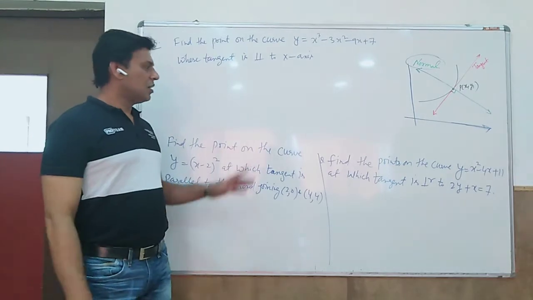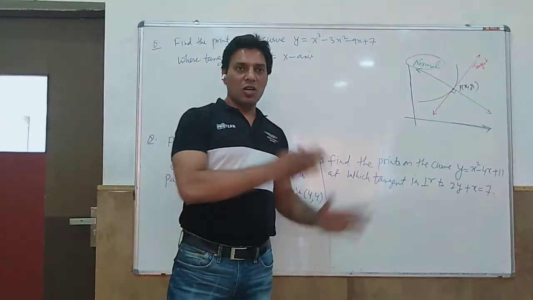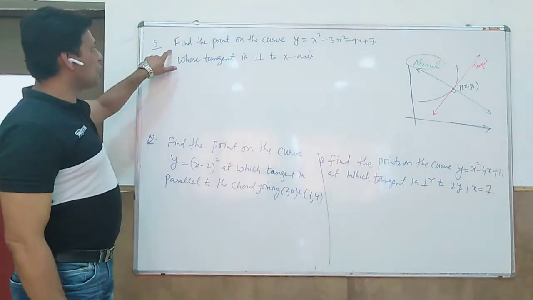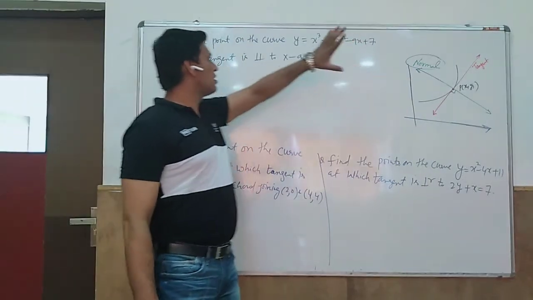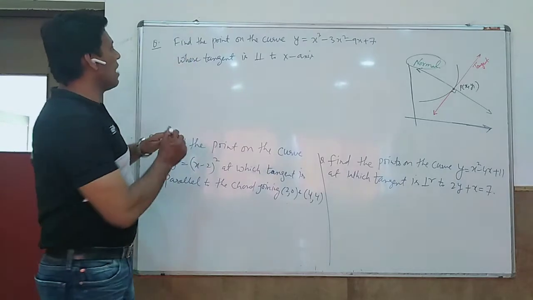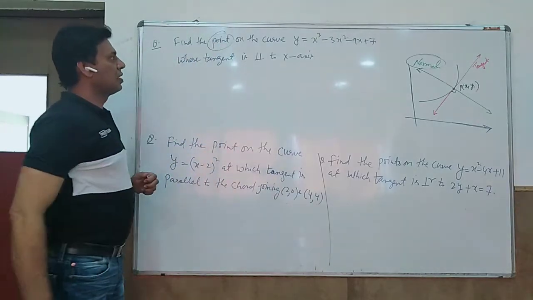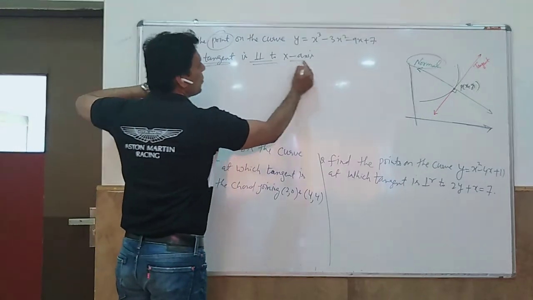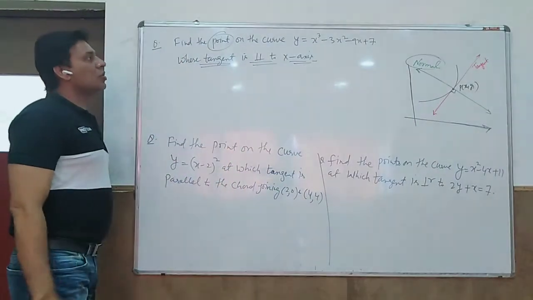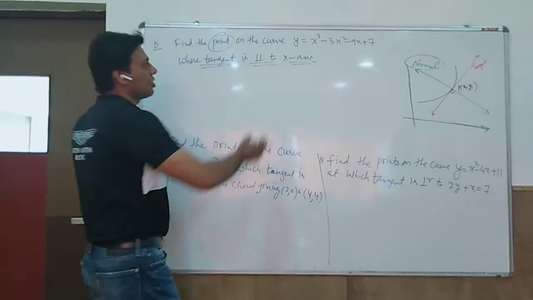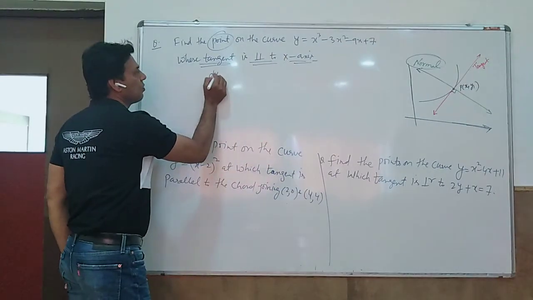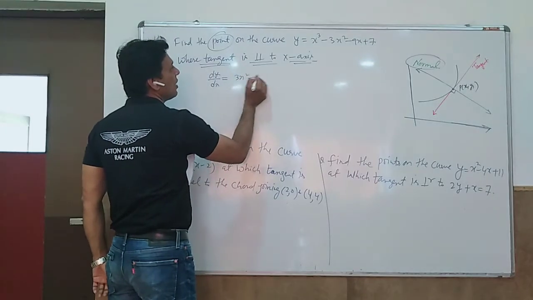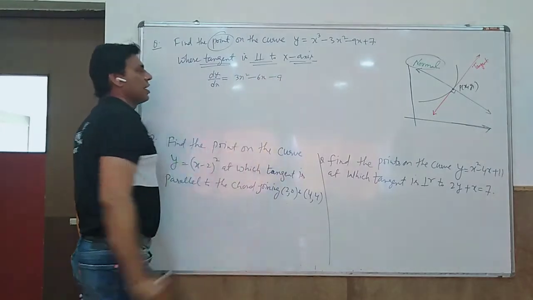See this question. I have written these 3 questions on the situation I have just told you. In this situation we have a curve, and we have to find the point where the tangent is parallel to the x-axis. So to solve this question, first of all find dy upon dx from the question. dy upon dx will be 3x square minus 6x minus 9.